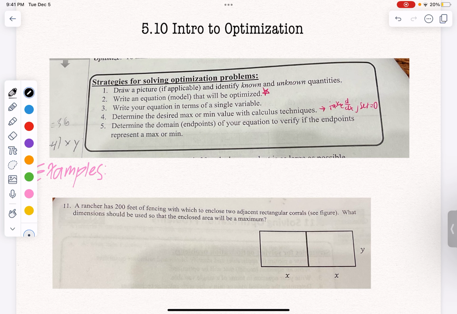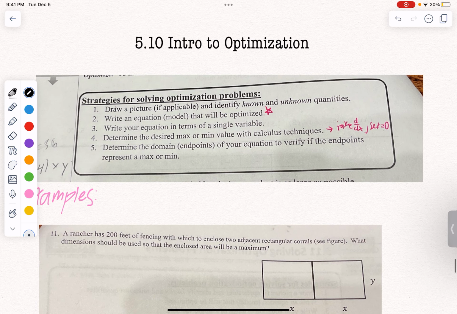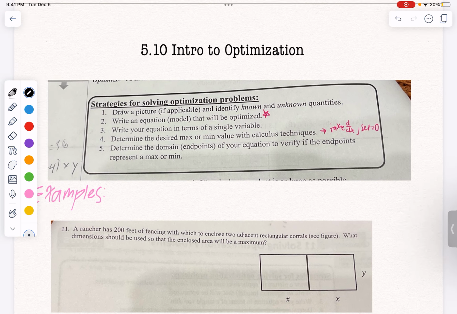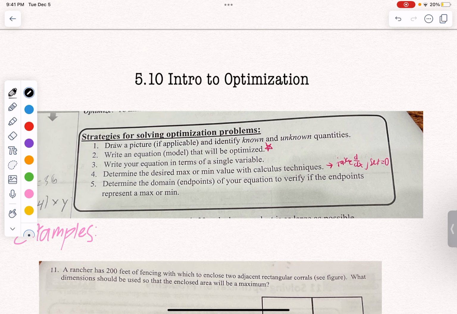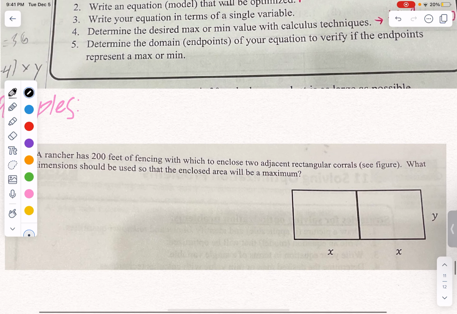Anyways, this is intro to optimization. Optimization is basically finding the maximum and minimum, but with real life situations. I'm going to try and make this make sense to you beforehand. Or let's read the problem first and then we'll make it make sense.